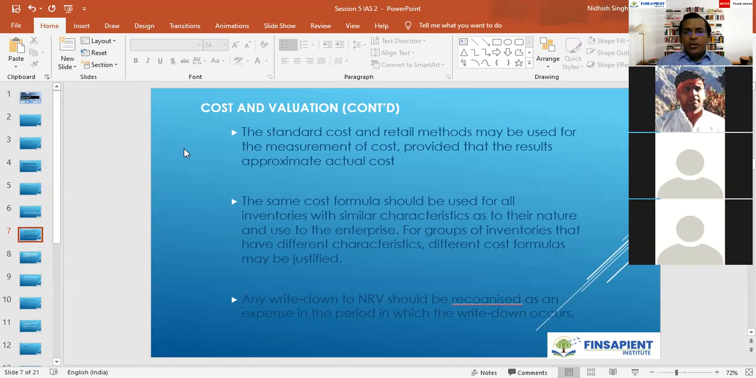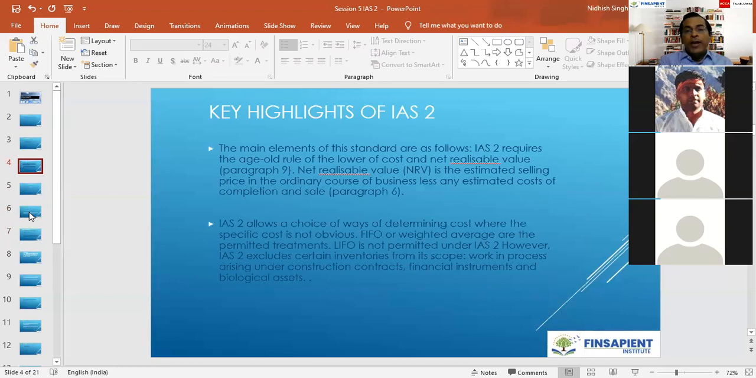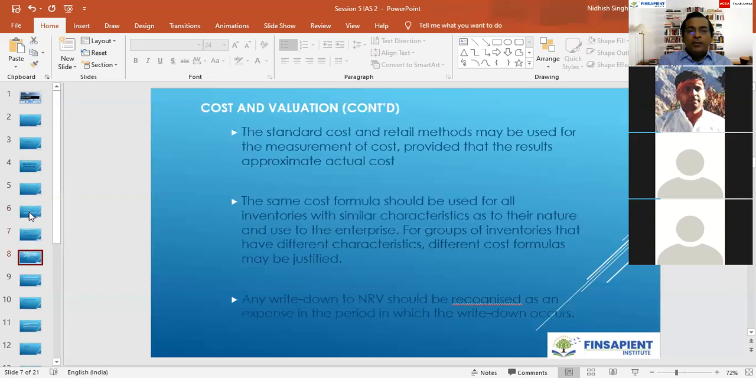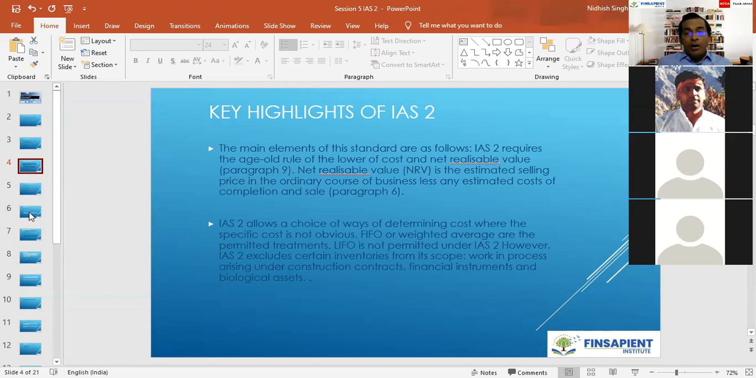Any write down to NRV should be recognized as an expense in the period in which the write down occurs. Again, if we are talking about the NRV, we need to go back and revisit the formula, right? So write down to NRV is considered as expense. Essentially it is the loss in the period. And why do we write down to NRV? Because the cost of buying something could be $100 this year, and there could be some loss due to the changes in market. One thing that we need to also notice: do we depreciate inventory? No. No.